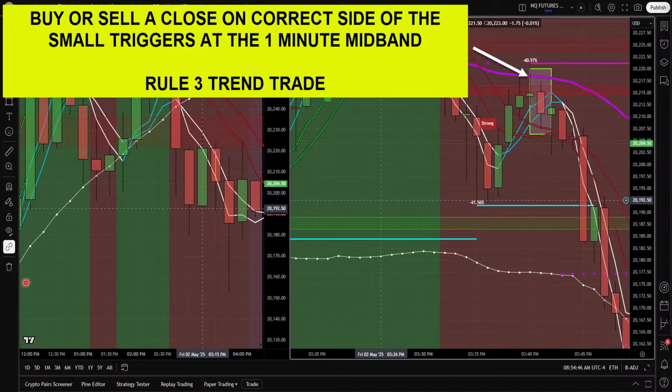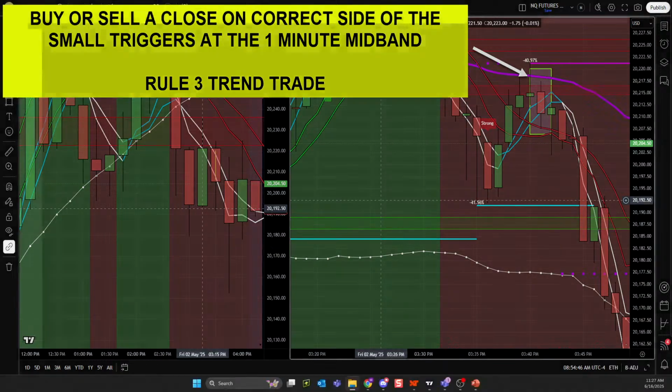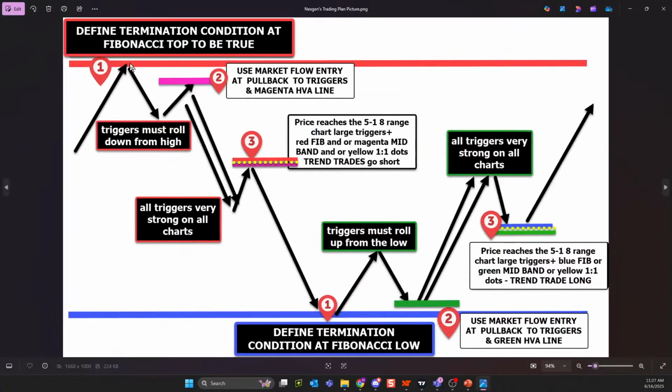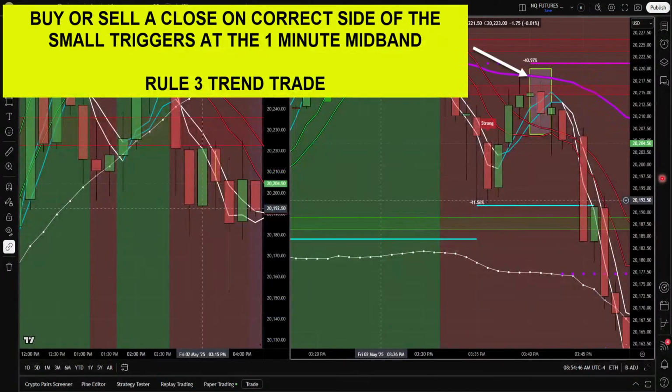And if I go back to that picture that I showed just a minute ago, first we reach an area. First opportunity comes from the HVA. Second opportunity comes in the form of a trend trade. And that's kind of the second trade that you're going to see.